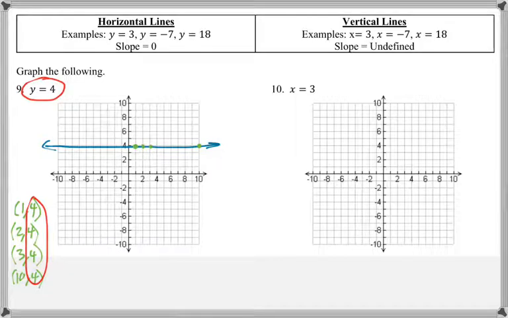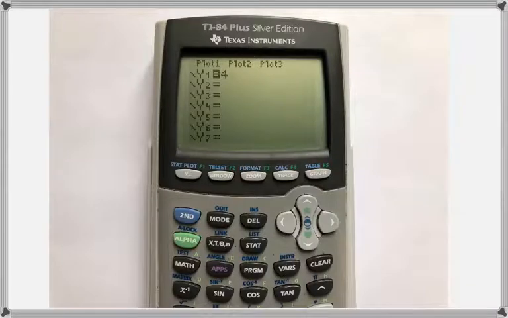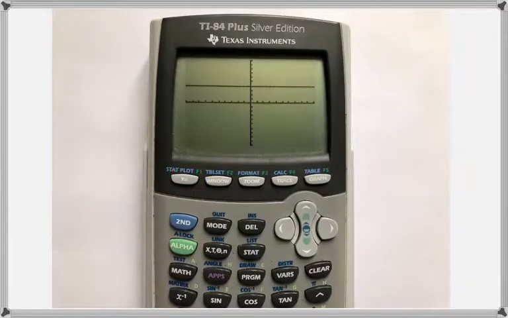If you want to type it in on your calculator, you can as well. So if you go to the y equals and type in 4, then you will see the horizontal line.